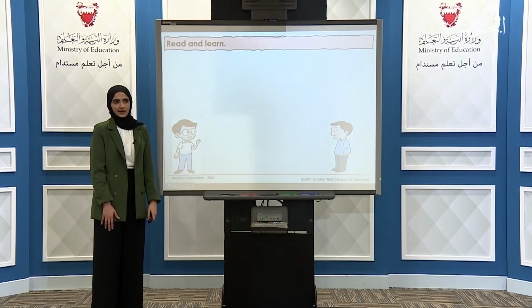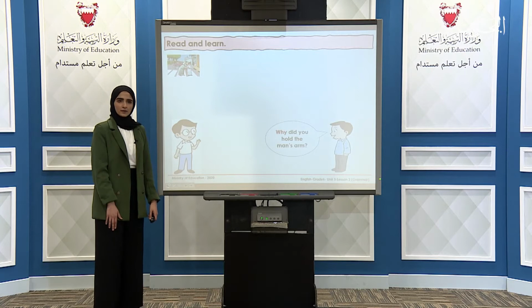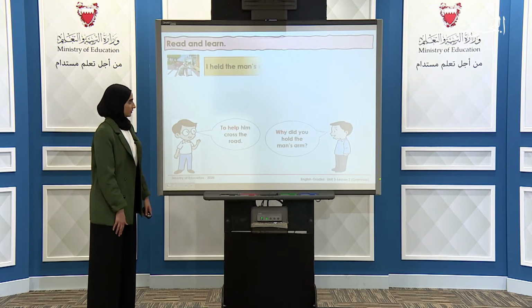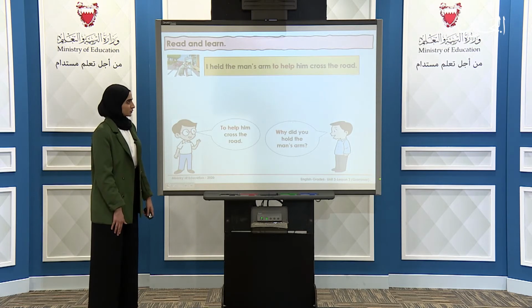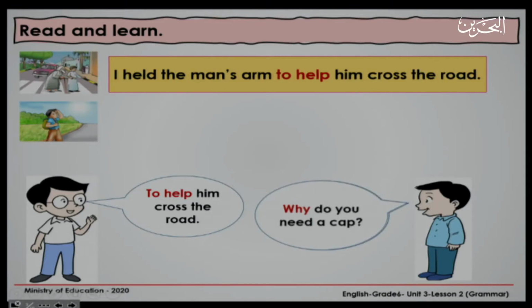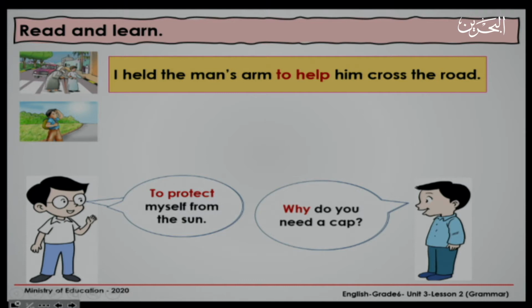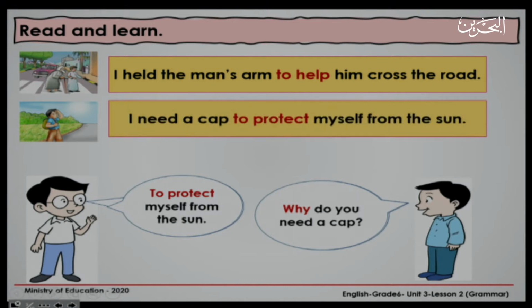Now let's read and learn. Look at the picture. Why did you hold the man's arm? To help him cross the road. I held the man's arm to help him cross the road. The second picture. Why do you need a cap? To protect myself from the sun. I need a cap to protect myself from the sun.